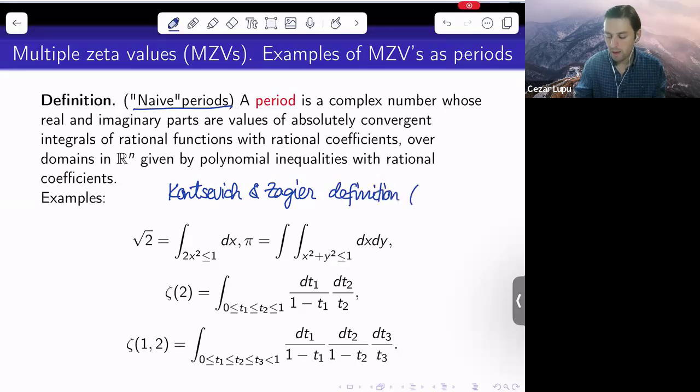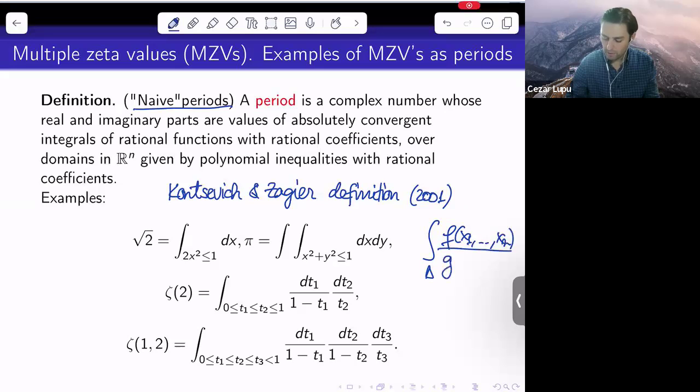So basically this goes back to their paper back in 2001. A period is a complex number whose real and imaginary parts are values of absolutely convergent integrals of rational functions with rational coefficients over domains in R^n given by polynomial inequalities with rational coefficients. In other words, we can write this as the integral over some simplex of f, something like this. So this is what we mean by period.